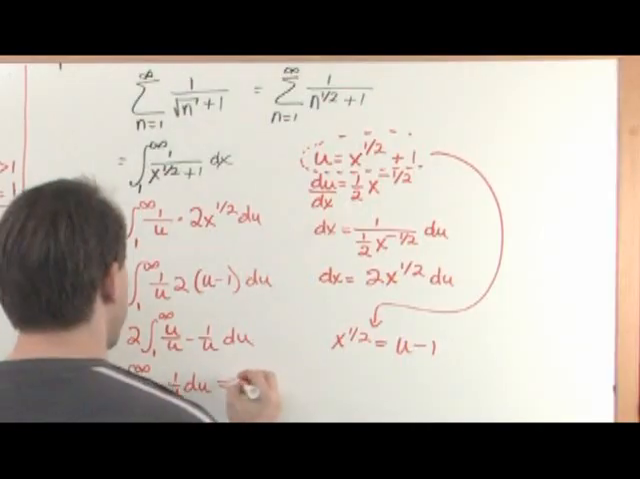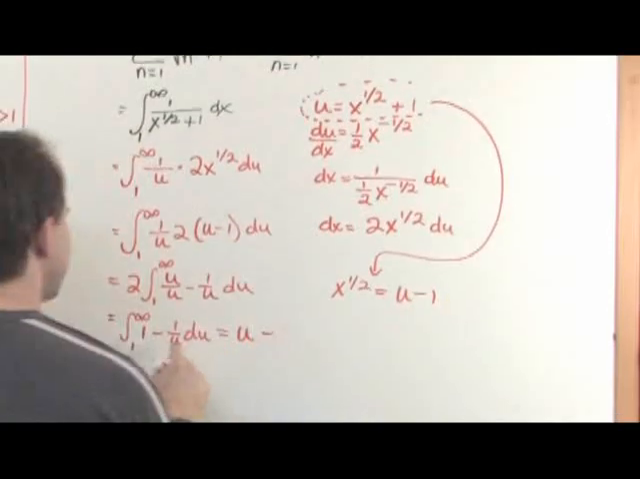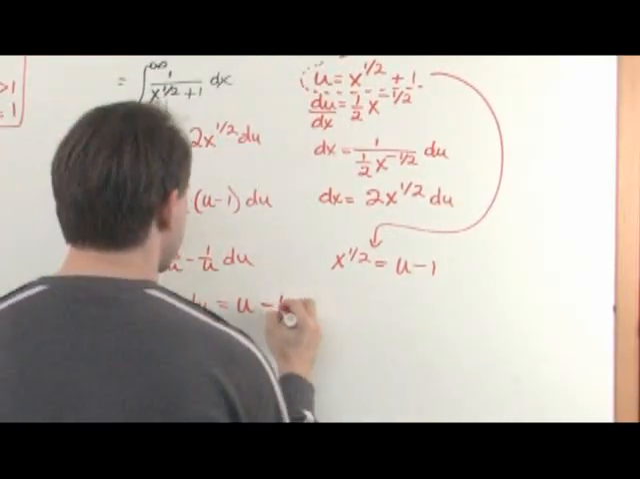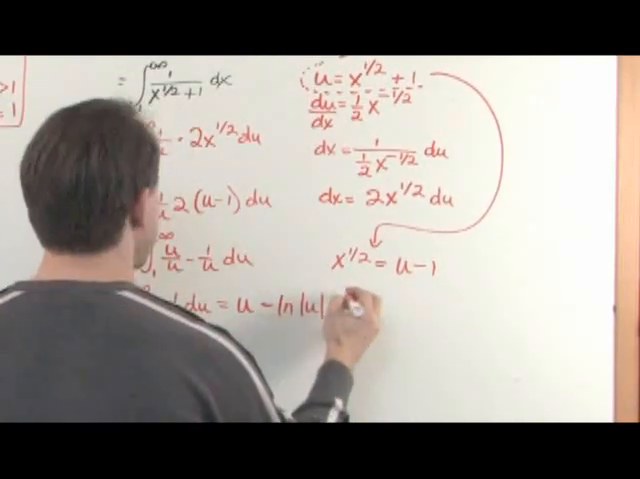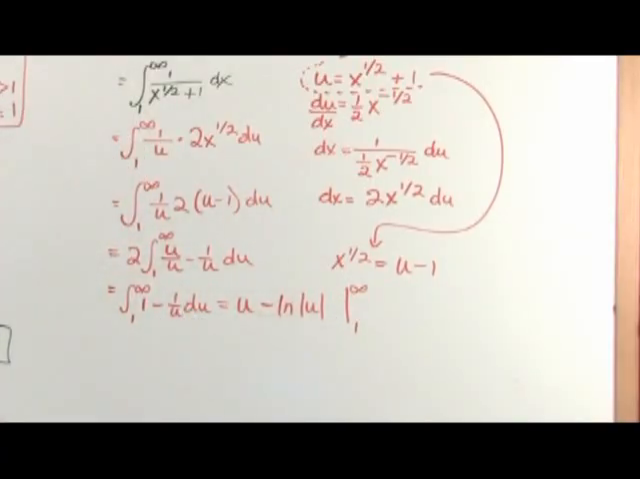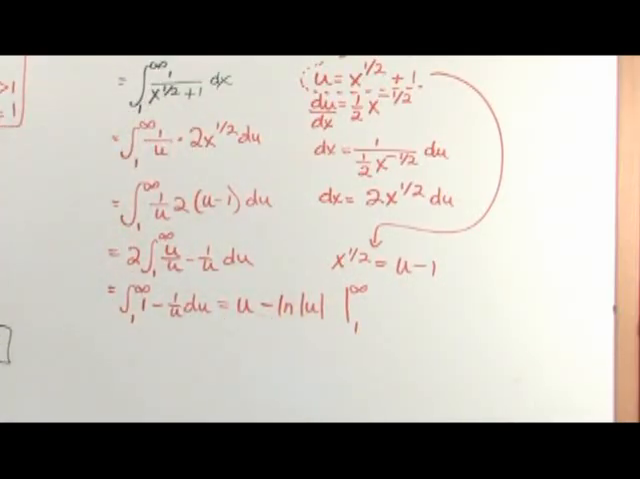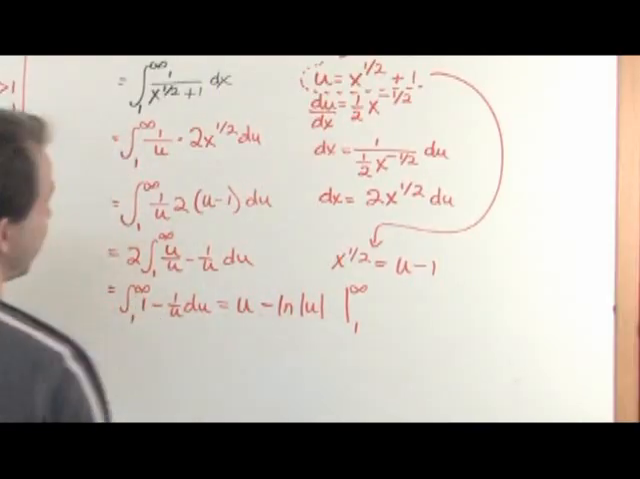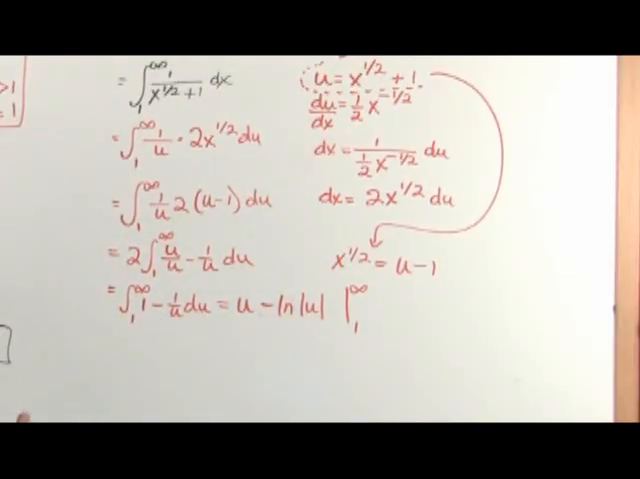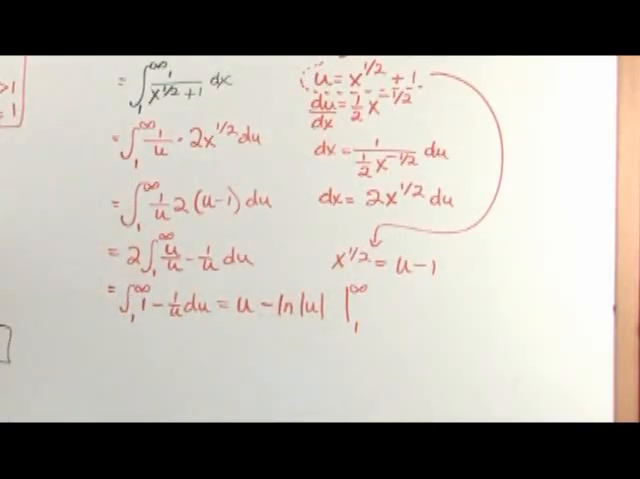Integrating this, the integral of 1 is u, and it's minus the integral of 1 over u, which is natural log of u, evaluated from 1 to infinity. Now I have two choices here. My limits of integration are in terms of x, but my integral itself is in terms of u. So usually when I get to this point, I back substitute what I know for u and put it in here, and I'll substitute x to the 1/2 plus 1 here, and I would evaluate everything.